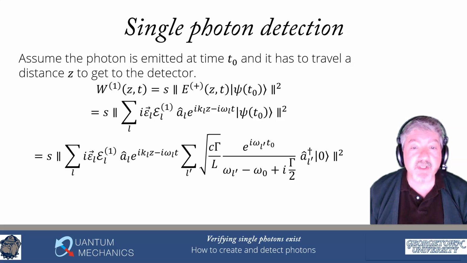Now we plug in what that Lorentzian profile is. We've determined that the k is c gamma over L. So it's just a substitution, and we have this extra term that represents what that psi of t0 is.